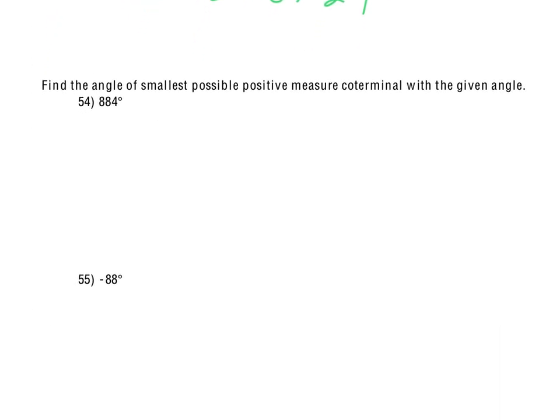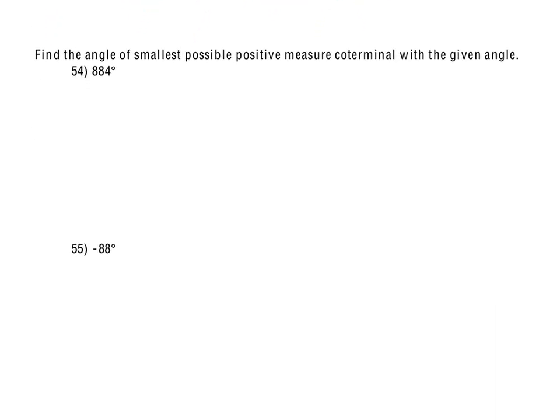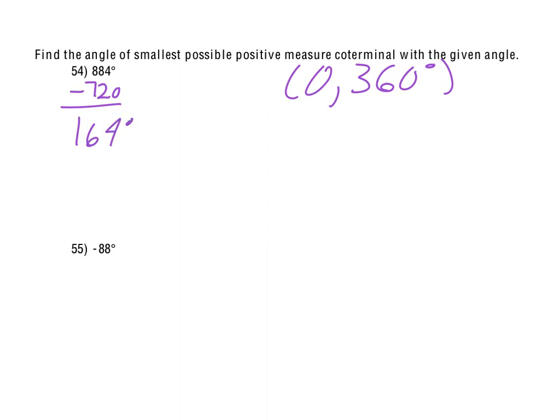Finding the angle of smallest possible measure that's coterminal with the given angle. So what that is really saying is find an angle between 0 and 360 degrees that's coterminal to that one. Well, angles are coterminal if they are 360 degrees apart or multiples of 360. So what I look at there with the 884 is that it is over 720, which is 2 full revolutions. So I'm going to do 884 minus 720 to get 164 degrees. That tells me that, yeah, those are coterminal. The 164 is between 0 and 360 like we want.